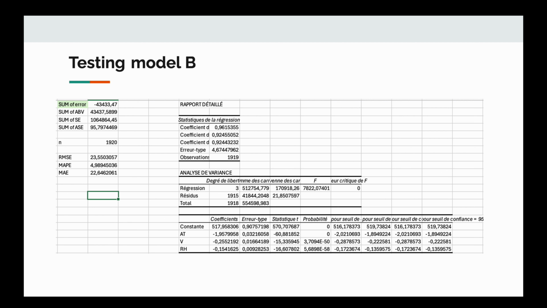based on the 1,920 observations, we have found the following results: RMSE of 23.5503, MAPE of 4.9894, MAE of 6,462.